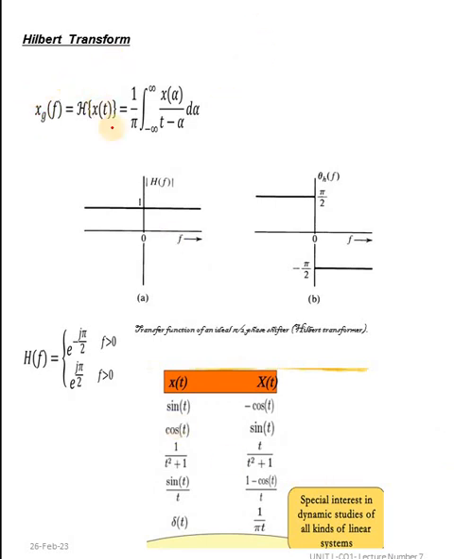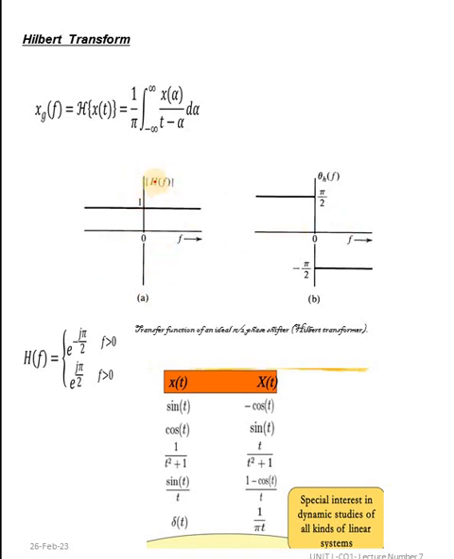This is the signum function, and we can represent it in the time domain. The Hilbert transform x hat of t is equal to H of x of t, that is equivalent to 1 by pi, integral from minus infinity to plus infinity of x of alpha divided by t minus alpha, d alpha. So here this is the in-phase component, and this is the quadrature component.